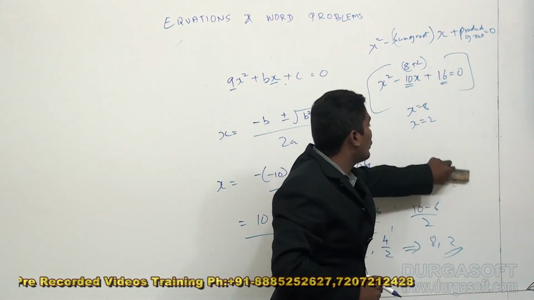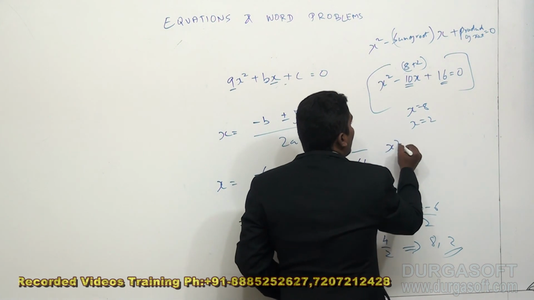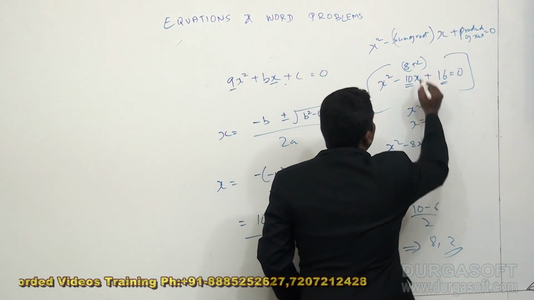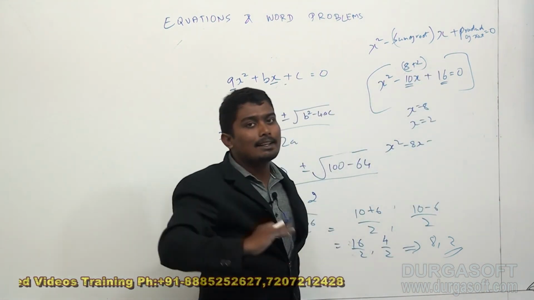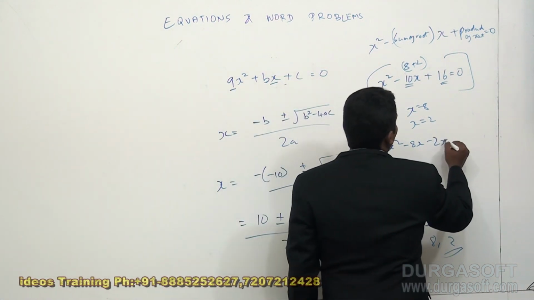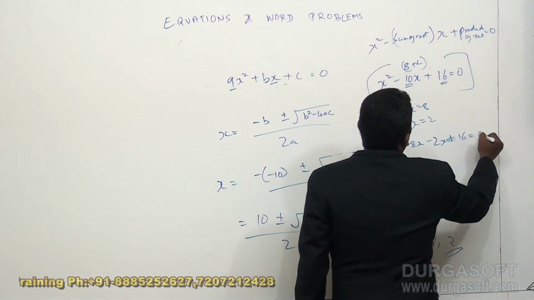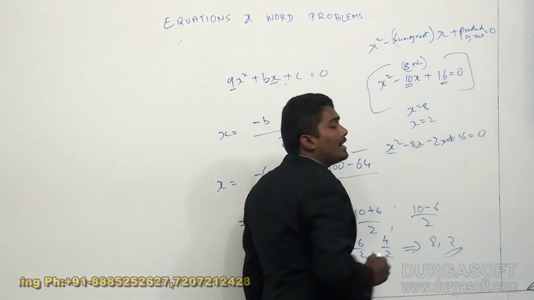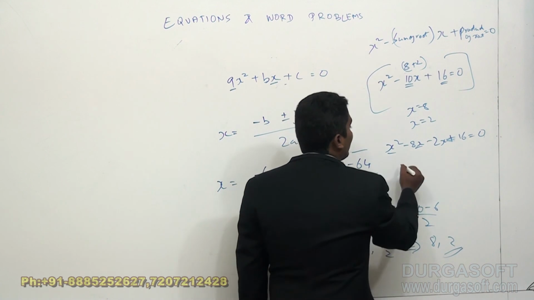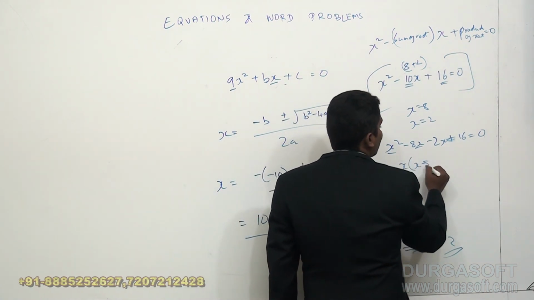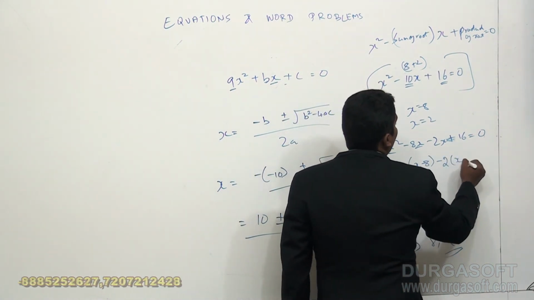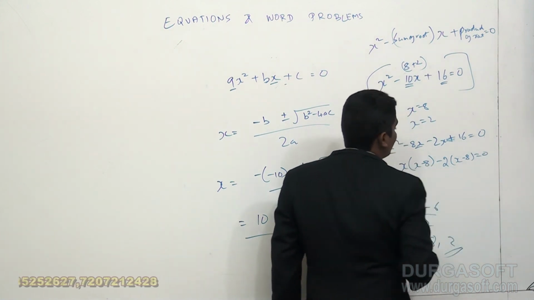To obtain this root, I can write x square minus 8x minus 2x. So 10x I will write as 8x and 2x, minus 2x, plus 16 equal to 0. Now, from x square and 8x I will take x in common. So I get x into x minus 8, minus 2 in common, x minus 8 equal to 0.